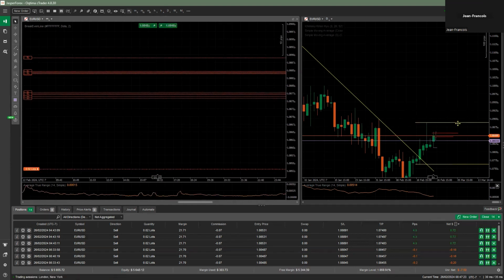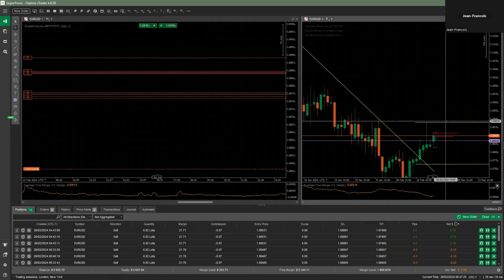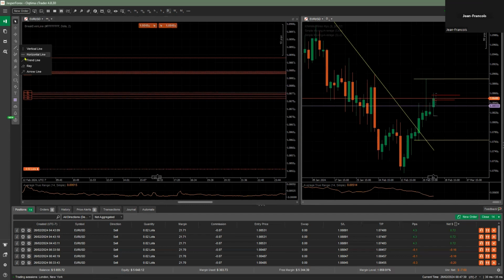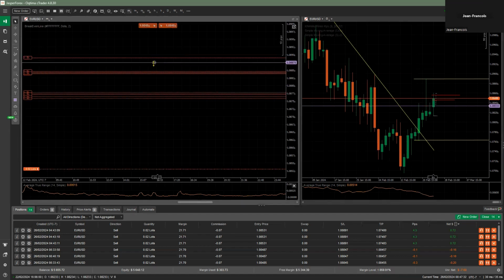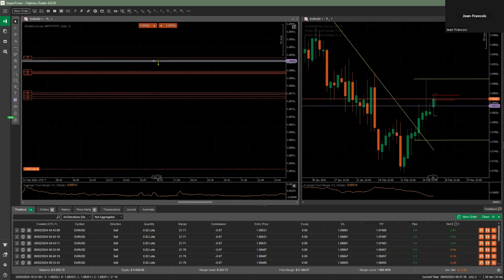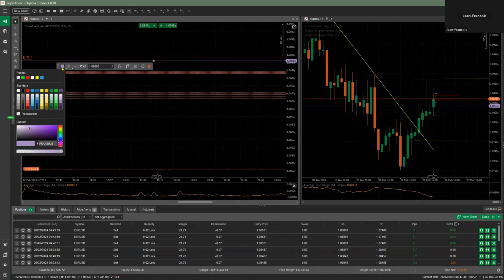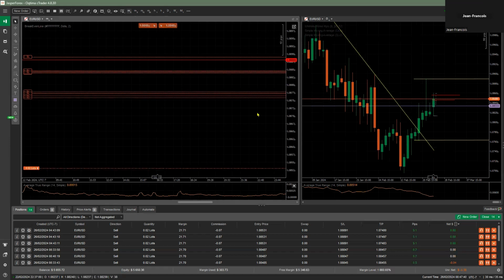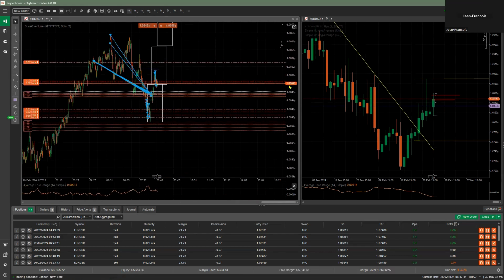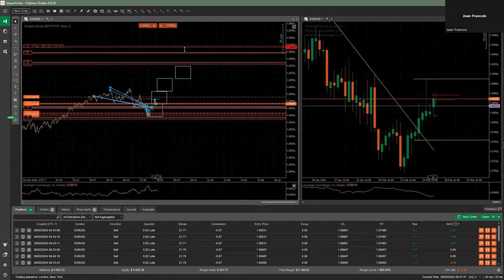And that would be around, what level is this? That is 88.8. Right around here. We'll change that color to red. And so I have to keep participating on the short side all the way up to that red line.